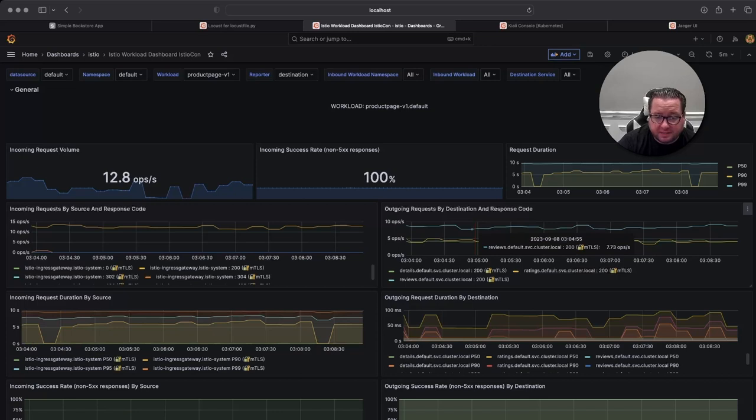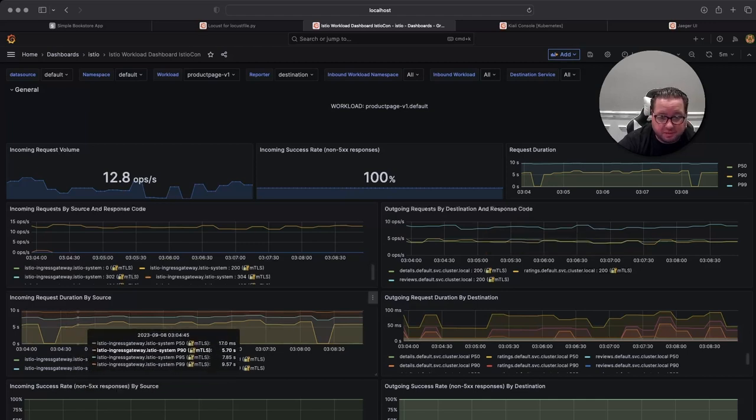However, I can now see that there are differences in saturation between the reviews, details, and ratings services here. And while I can see the response codes and everything that are coming back, which is great, it also tells me that I'm making many more calls to the reviews page, which means it may be more of a critical service, something I need to keep an eye on or maybe adjust some targets for.